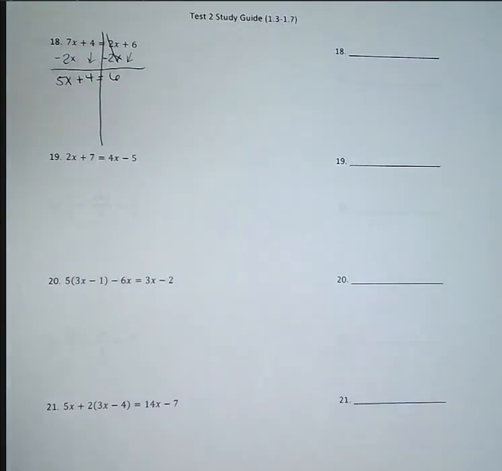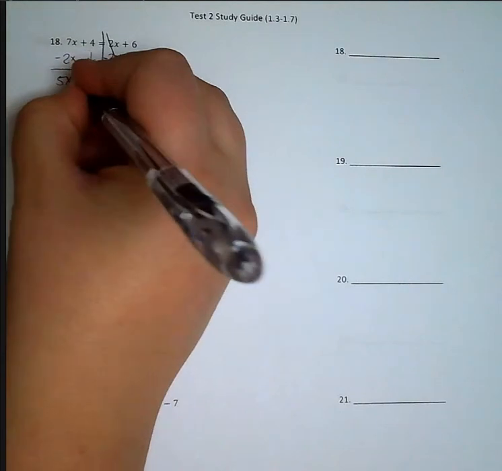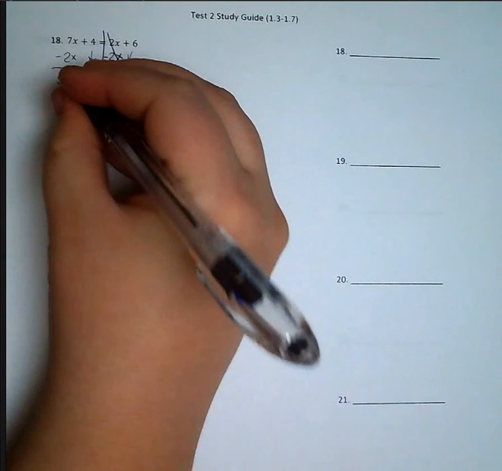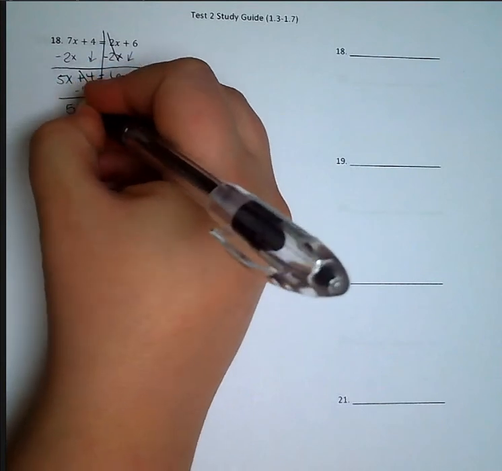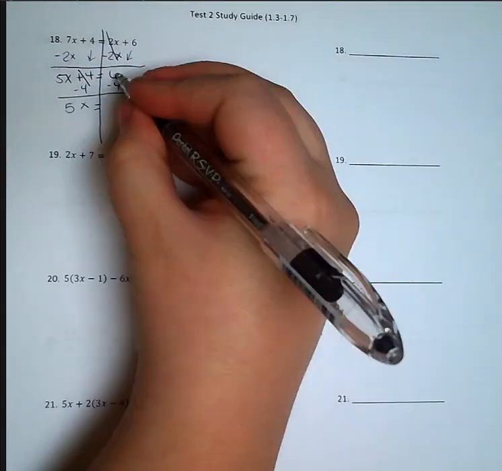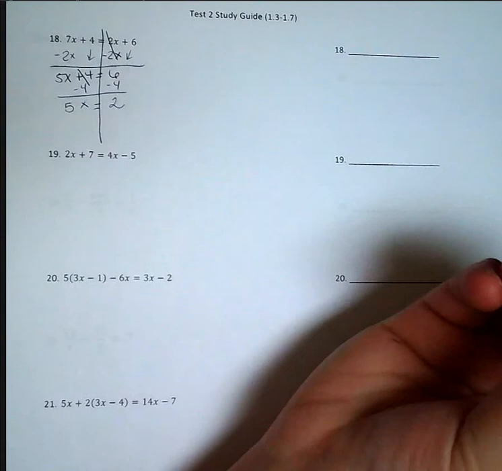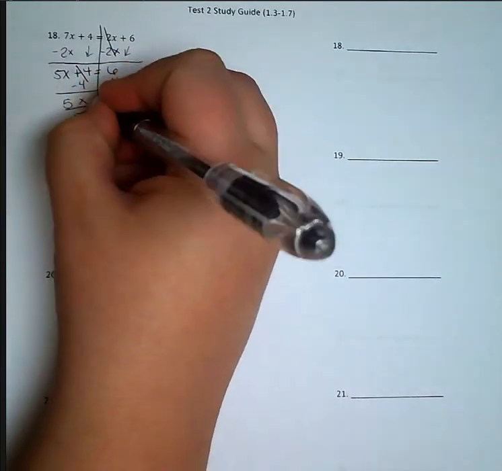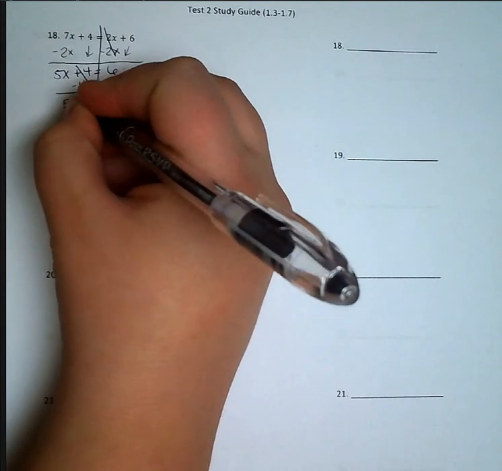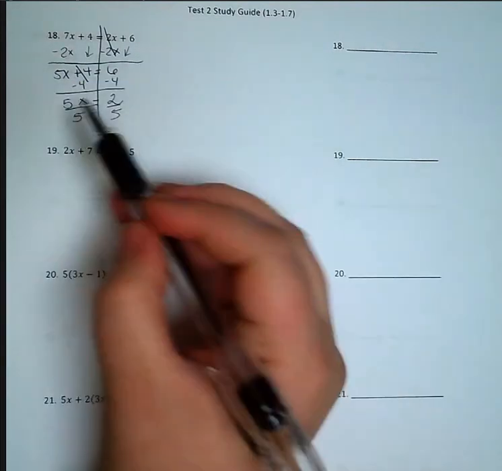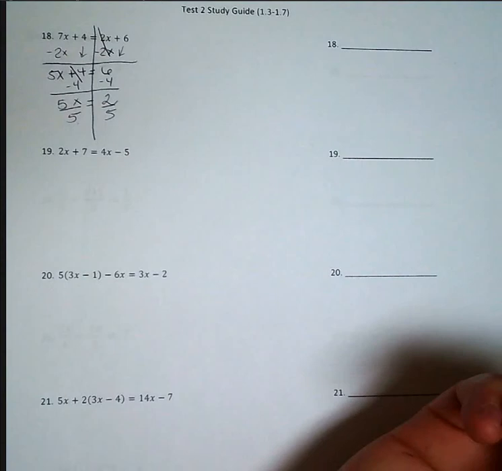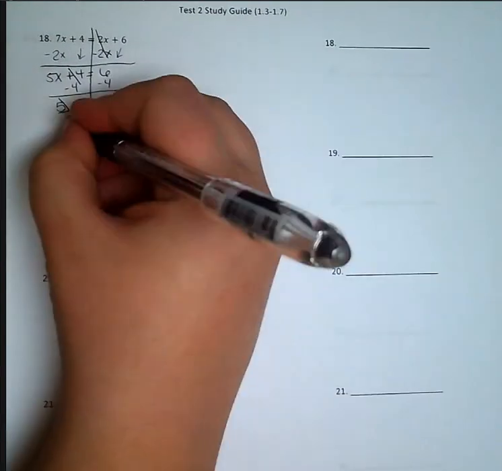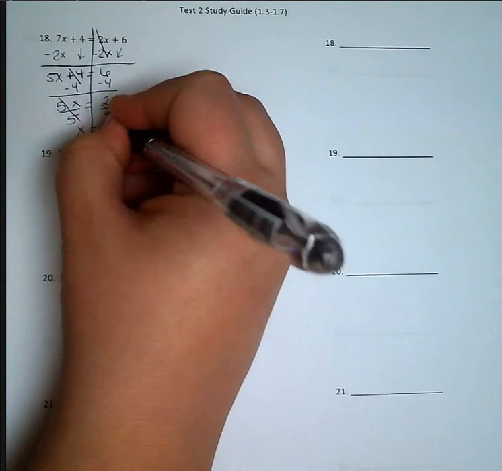So now I'm going to subtract 4 from both sides to get that x closer to being by itself. 6 minus 4 is 2. And I'm going to finish by dividing by 5, because the opposite of multiplying by 5 here is going to be to divide by 5. So those 5's cancel to give you a 1, and x equals 2 over 5.